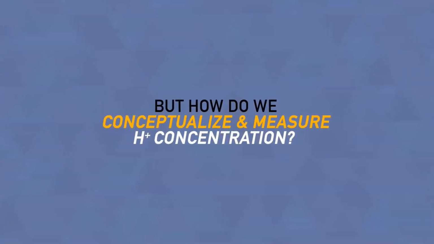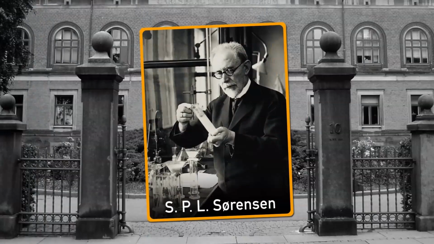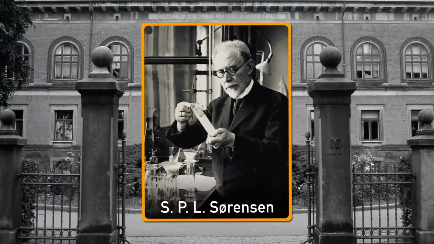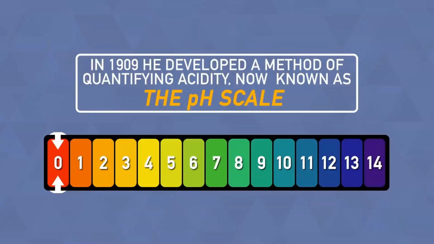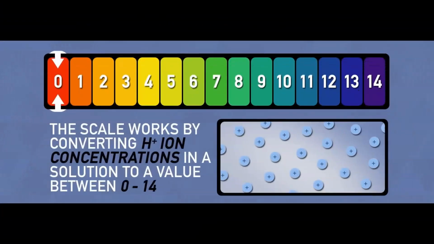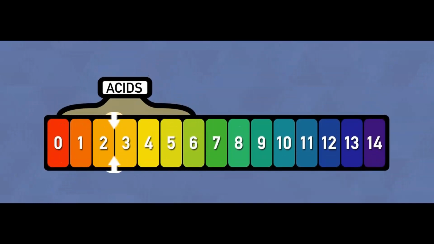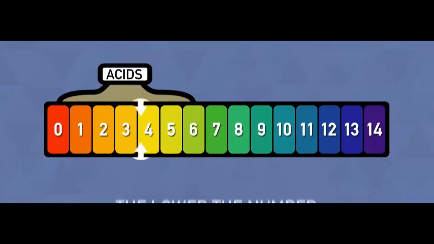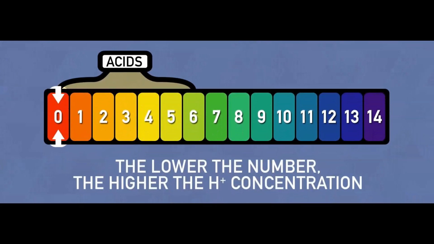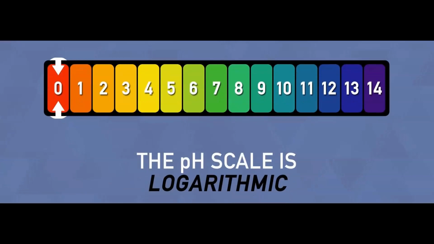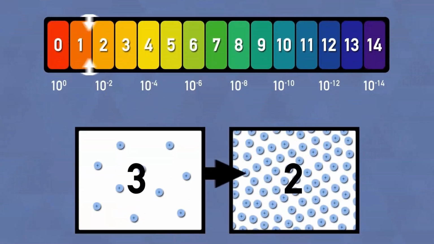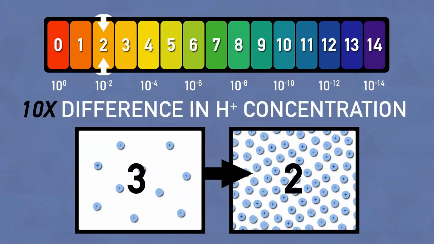But how do we conceptualize and measure H+ concentration? Søren Sørensen, a Danish chemist, pondered this question when he worked at the laboratories of a commercial brewery in Copenhagen. It was in 1909 that he developed a method of quantifying acidity, what is now known as the pH scale. His scale works by simply converting the concentration of hydrogen ions in a solution to a number between 0 and 14. If a chemical is acidic, then its pH will always be below 7 on the scale. The lower the number, the higher the hydrogen ion concentration. The pH scale is a logarithmic one, meaning that a 1 unit difference on the scale, say from 3 to 2, means a 10-fold difference in H+ concentration.